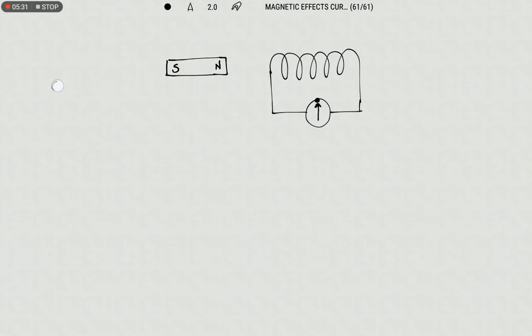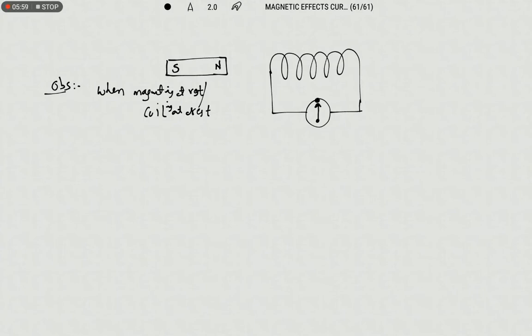The observation 1 is when the magnet is at rest or the coil is at rest. When the magnet is at rest, the galvanometer does not show any deflection.